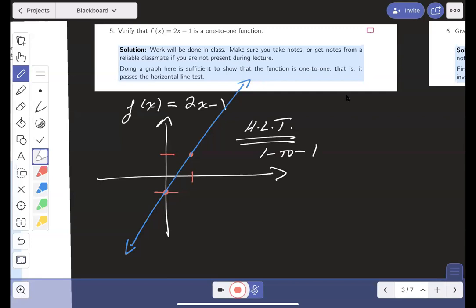Let me read the solution to you. It's in blue. It says work will be done in class. Well, we're doing it at the whiteboard. But if we're in the class, I'll still be doing it at the board, by the way. Make sure you take notes. I would say you probably should take notes, all right? Or get notes from a reliable classmate.